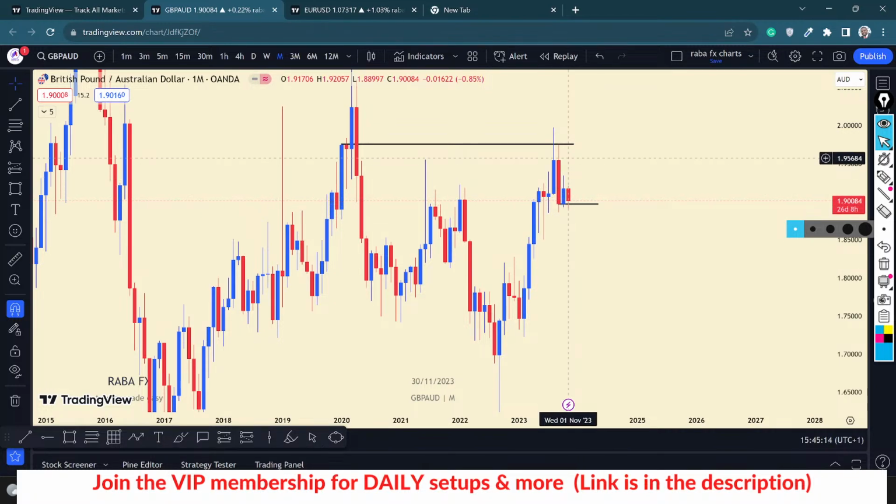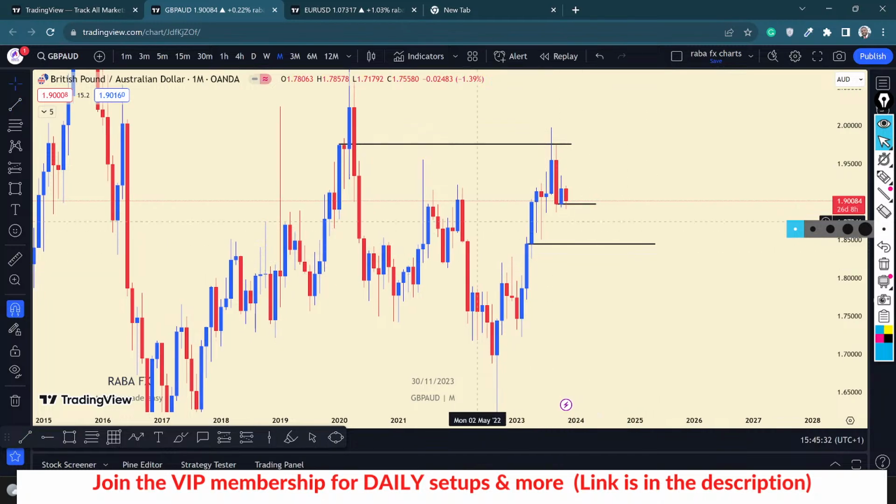All right. So where can we look for buy? Where price is currently is a good area to look for buy, but it has to confirm to us that it wants to go higher. If not, we might be heading back down to this level. So I'm going to mark out areas to sell on the monthly. All right, this is the monthly area to sell.